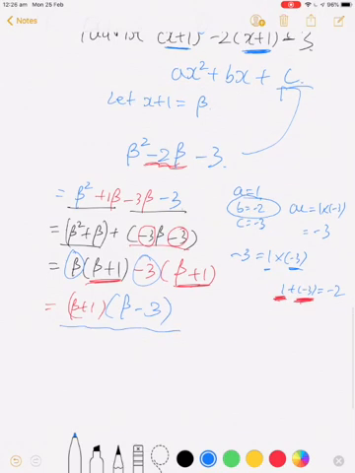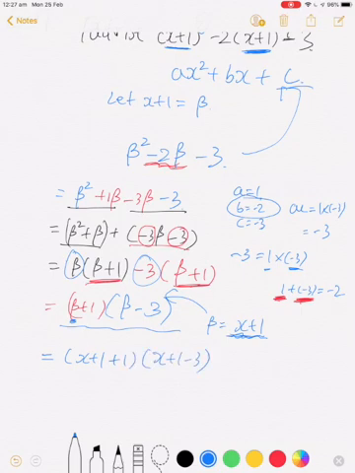And because we know beta is equal to x plus 1, now you're going to use x plus 1 to replace the beta over here. So now it will become x plus 1 plus 1 times x plus 1 minus 3, and then simplify: x plus 2 times x minus 2, and that's your answer.